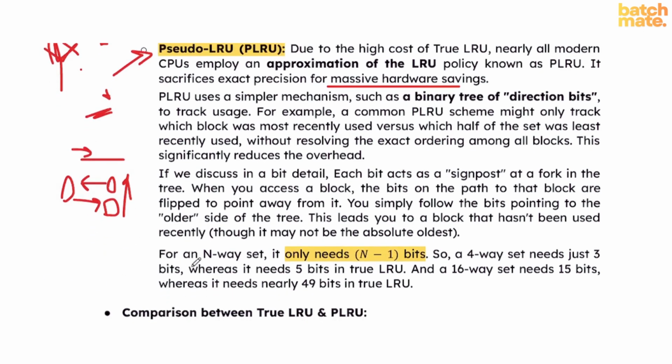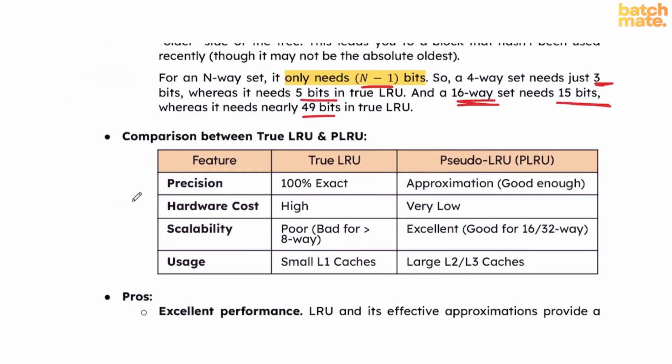Now, for an n-way set, it only needs n-1 direction bits. So, a 4-way set needs just 3 bits instead of 5 bits in true LRU. And a 16-way set needs 15 bits instead of nearly 49 bits in true LRU. That sounds small, but multiply it by millions of sets and you save massive amounts of silicon area. Now, this is the comparison table.